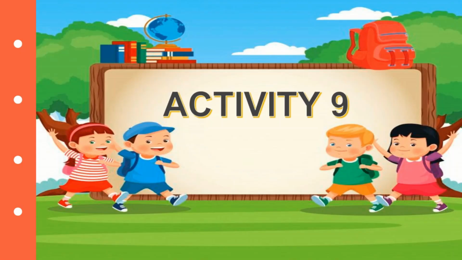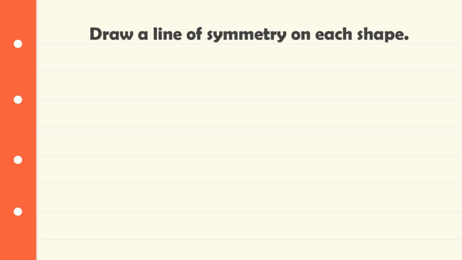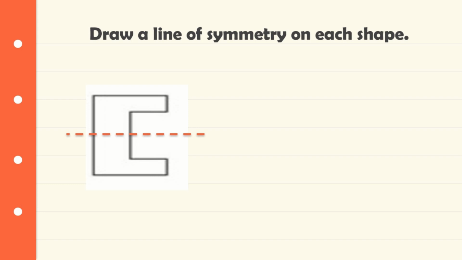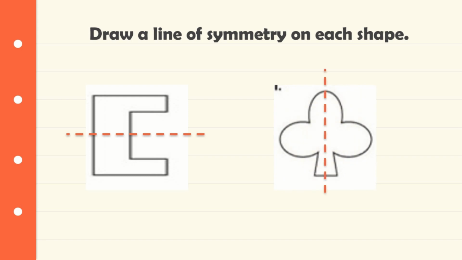Let's do activity 9. Draw a line of symmetry on each shape. So here, the line of symmetry is horizontal. In this figure, the line of symmetry is vertical. Children, in the same way, draw a line of symmetry on each shape and complete activity 9.